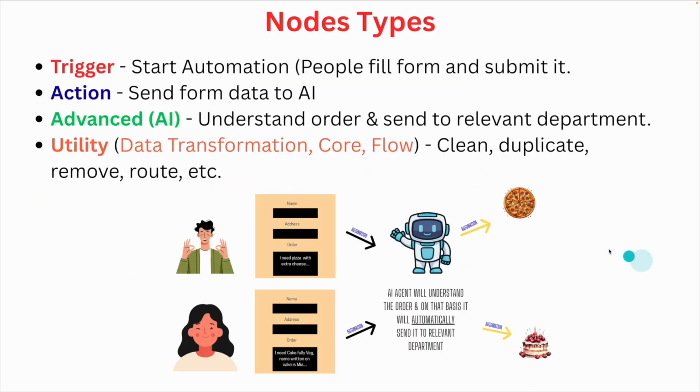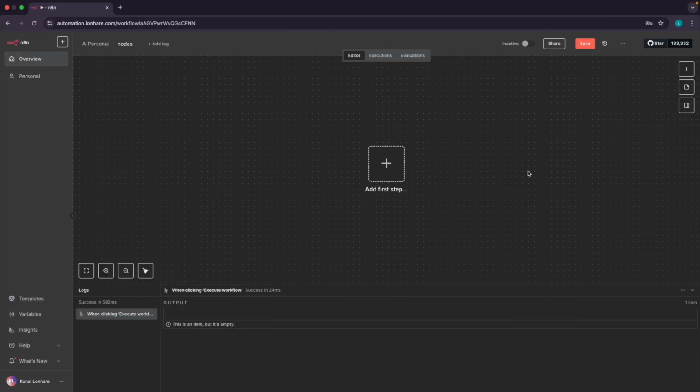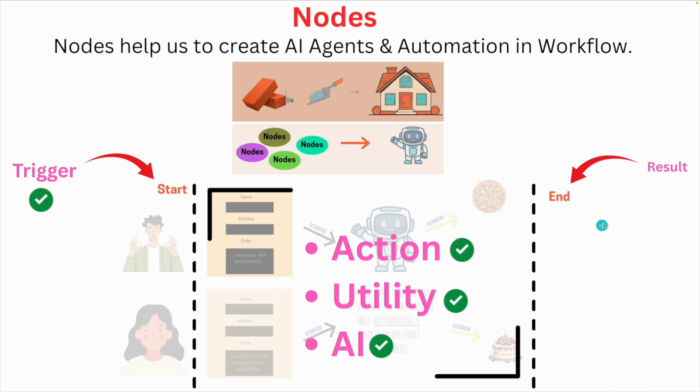Okay, so we have four types of nodes: trigger, action, advanced, which is AI, and utility. These four combined will help you build your AI agent and automation. I hope you have for now understood the concept of nodes, that nodes allow you to create an AI agent and automation in your workflow. Without any of the nodes, you cannot do anything in building automations and AI agents. Okay, so this is all I want to tell you.